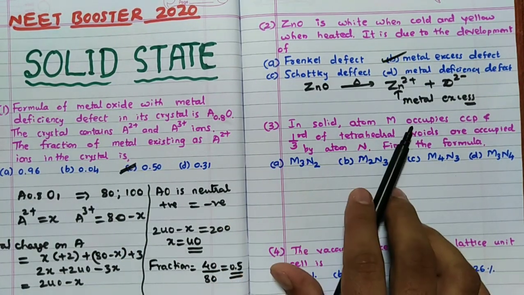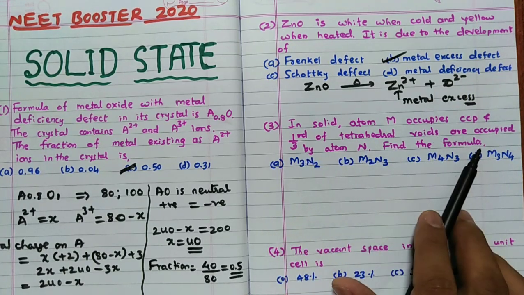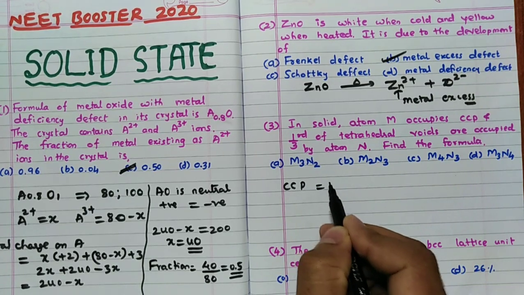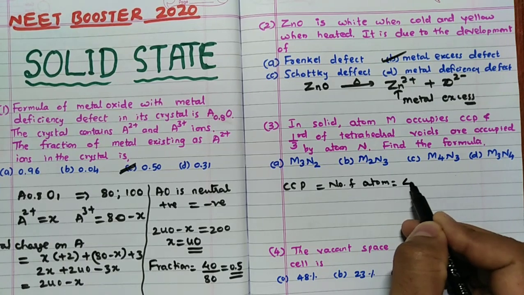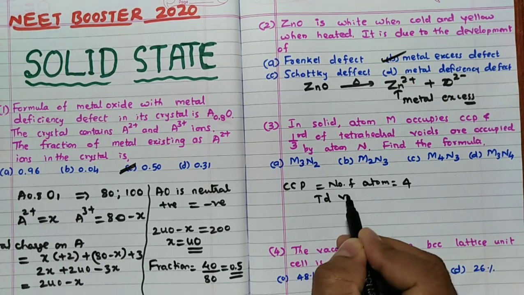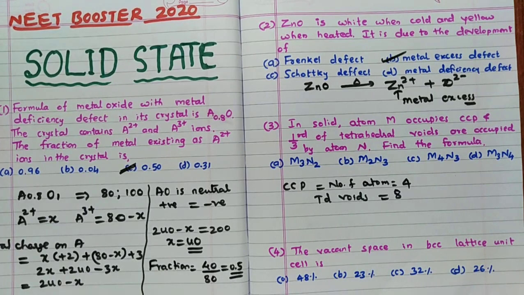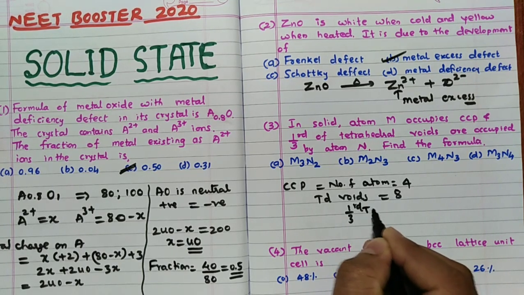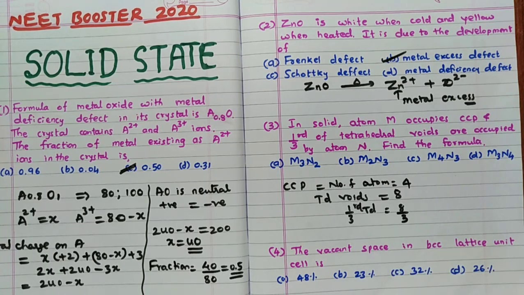In a solid, atom M occupies CCP, and 1/3 of tetrahedral voids are occupied by N. Find the formula. Remember, in CCP the number of atoms is equal to 4. The number of tetrahedral voids is equal to 8, because 2 into Z, as we generally call it. So 1/3 of tetrahedral voids is equal to 8 by 3.